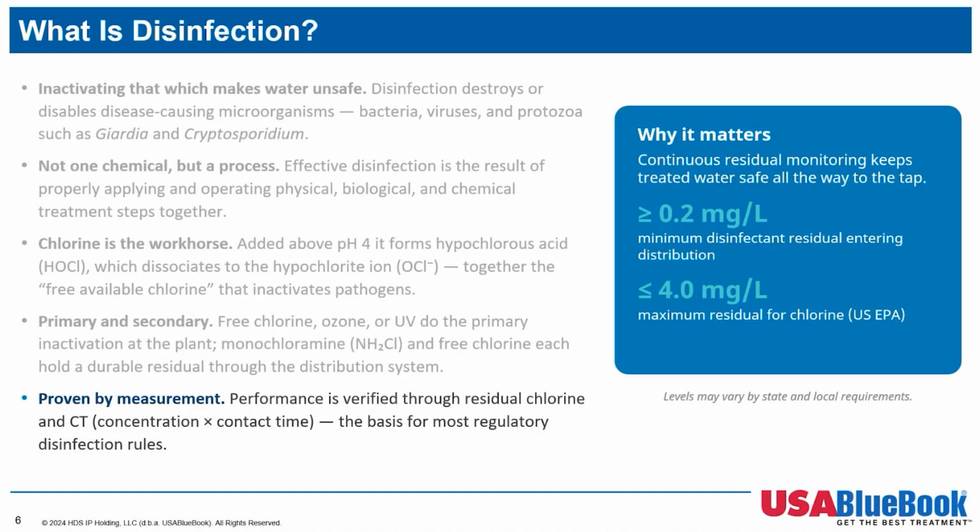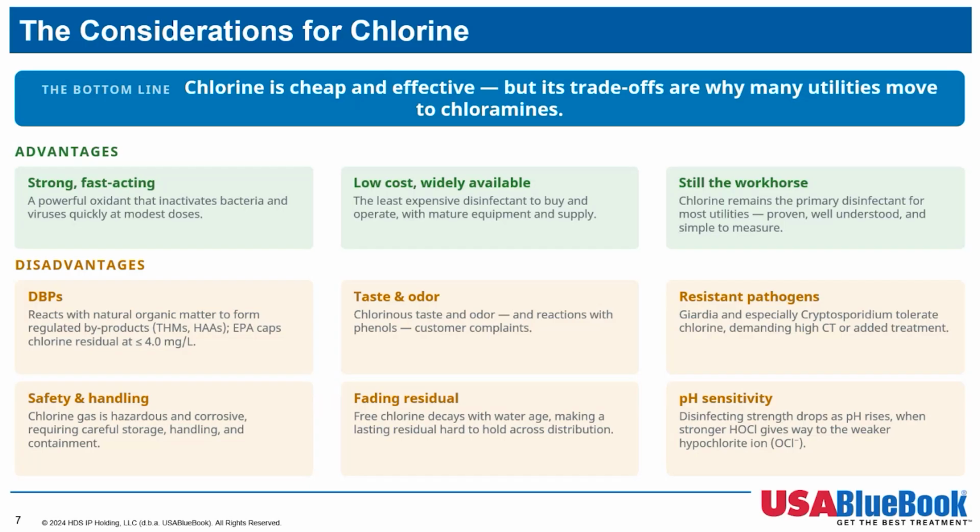Let's focus on chlorine for a quick moment. Now, we want to be fair to chlorine here. It's strong, it's fast, it's relatively cheap, and it is still the primary disinfectant for most of the country. Nothing on this slide is an argument against using it. But look at the disadvantages together rather than one at a time. Every one of them gets worse the further the water travels. Disinfection byproducts build with contact time. The residual fades with water age, and taste complaints come from the far end of town, not the plant.